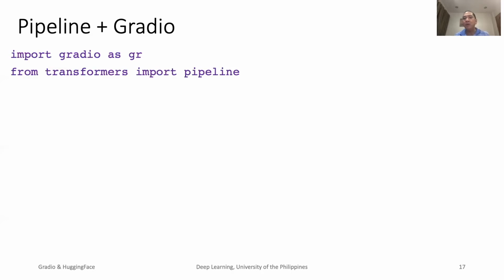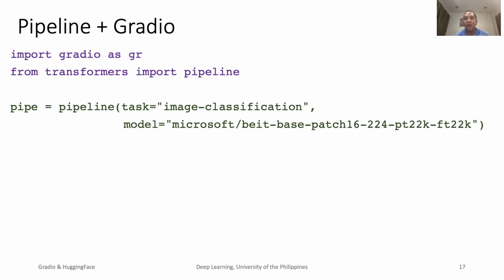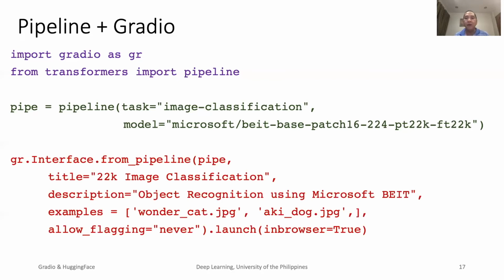Let us import the required modules. Pipeline is from the Transformers module. We create a pipeline with a specific task called image classification. The model is Microsoft BEIT. Lastly, we launch the Gradio interface, informing it to load the interface using a pipeline. Let us see the new classifier app.